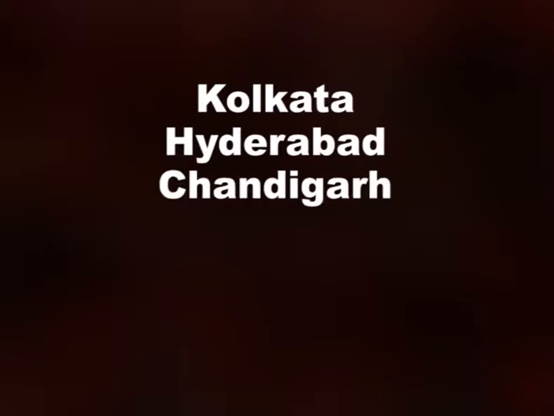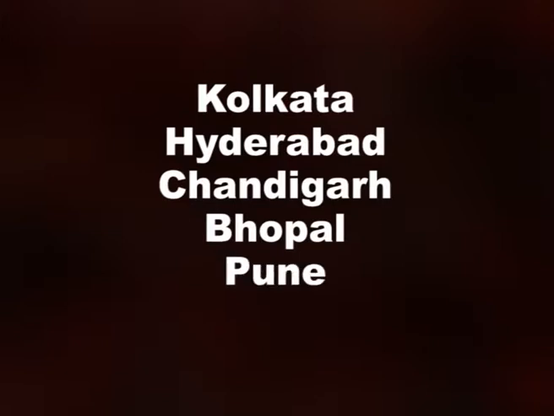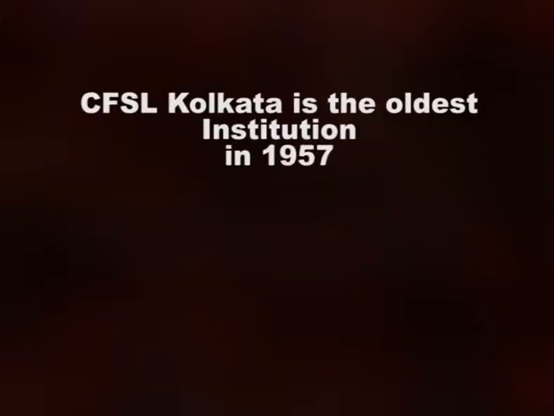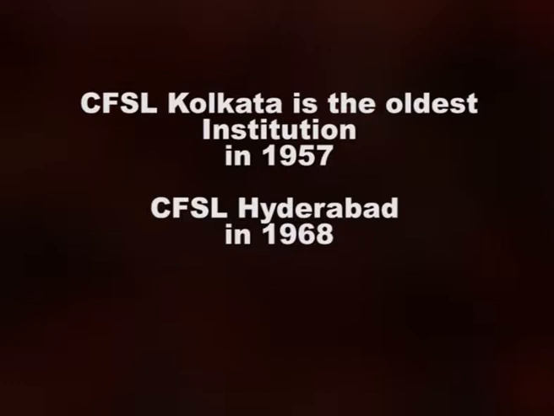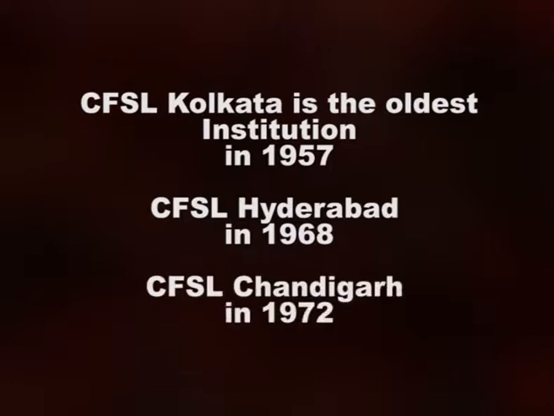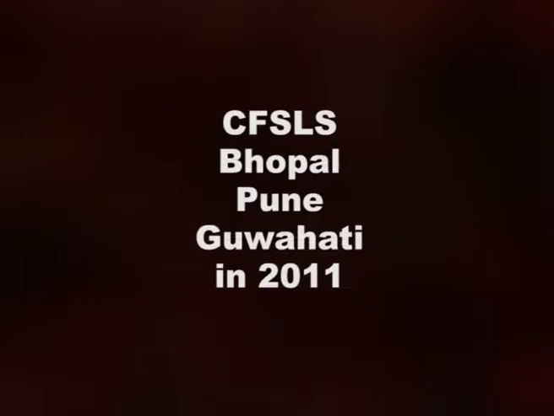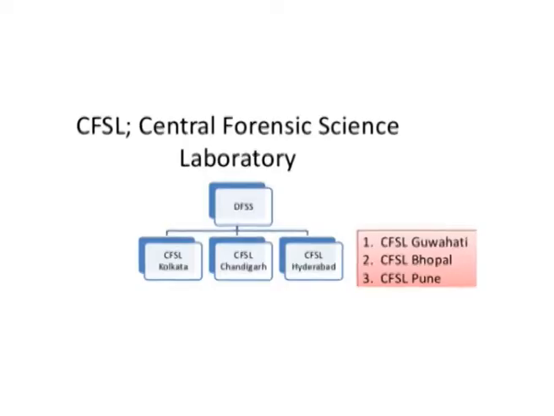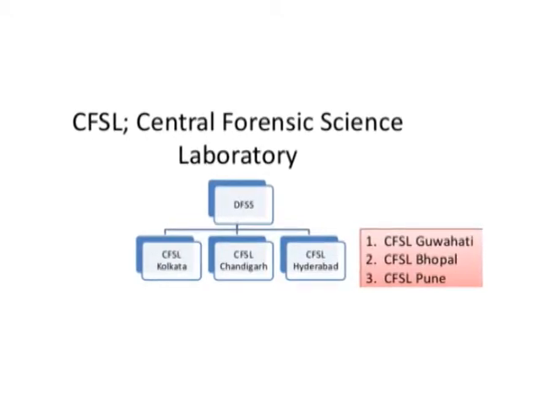Now we are going to discuss the Central Forensic Science Laboratory. As we know, the Directorate of Forensic Science administers the work of 6 Central Forensic Science Laboratories under its aegis, that we call CFSL, located at Kolkata, Hyderabad and Chandigarh. These were the old FSLs, and there are 3 new FSLs at Bhopal, Pune and Guwahati. CFSL Kolkata is the oldest institution, established in the year 1957, followed by CFSL Hyderabad in the year 1968 and finally CFSL Chandigarh in the year 1972. The 3 new CFSLs located at Bhopal, Pune and Guwahati started functioning in the year 2011. So for the sake of convenience, we can make a chart of the CFSLs.